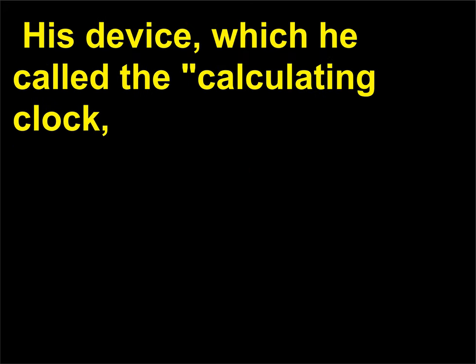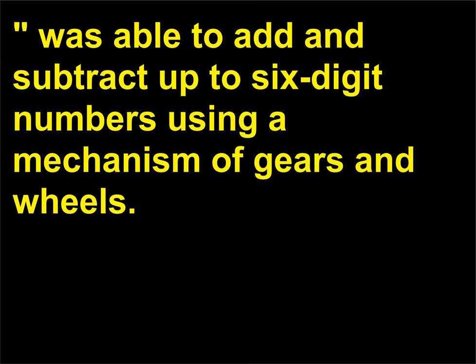His device, which he called the calculating clock, was able to add and subtract up to six-digit numbers using a mechanism of gears and wheels.